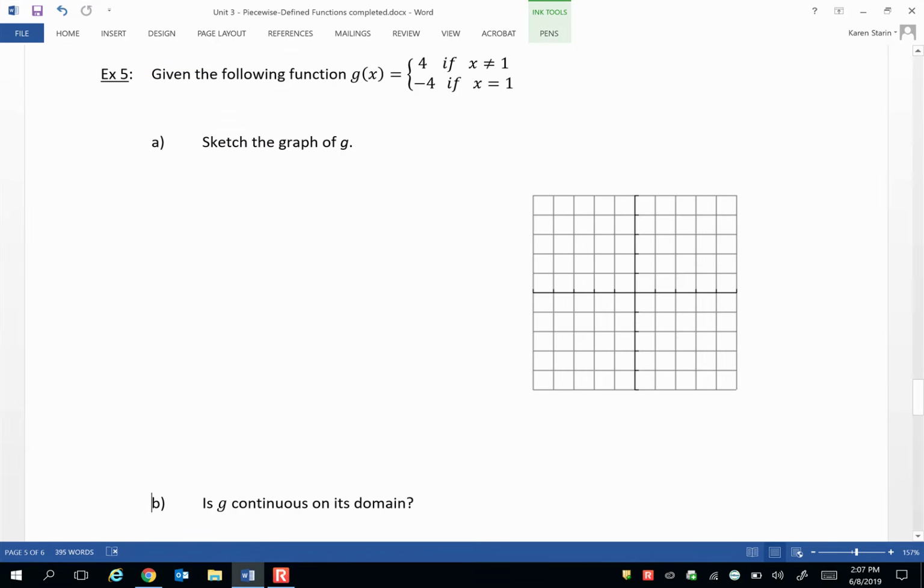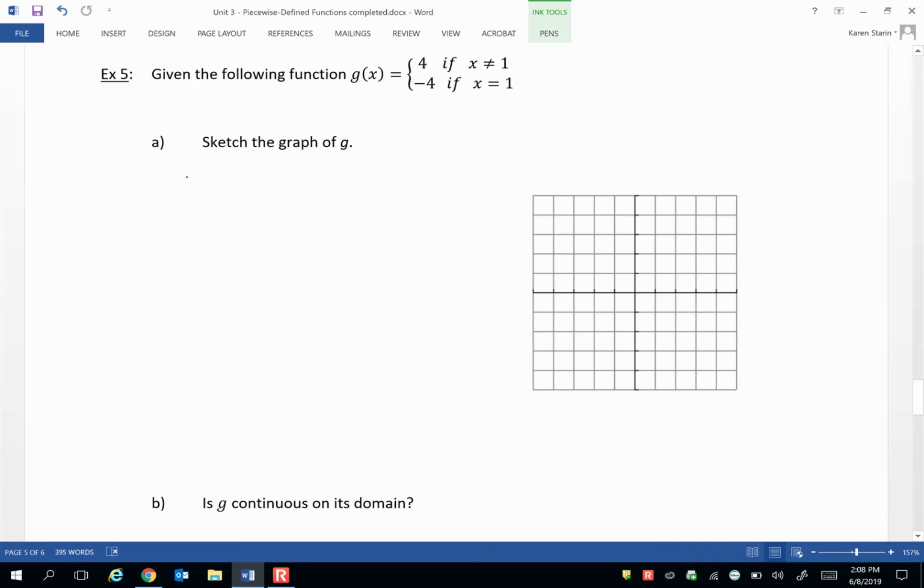Example 5, here's g of x, and we're going to sketch this. G of x will be 4 if x is not equal to 1, and then g of x will be negative 4 if x is equal to 1. I really can't call this a left and a right piece, and you'll see why when we get the graph complete. So just know that we'll have to keep paying attention to where we're going to graph what piece all the time. So let's look at this.